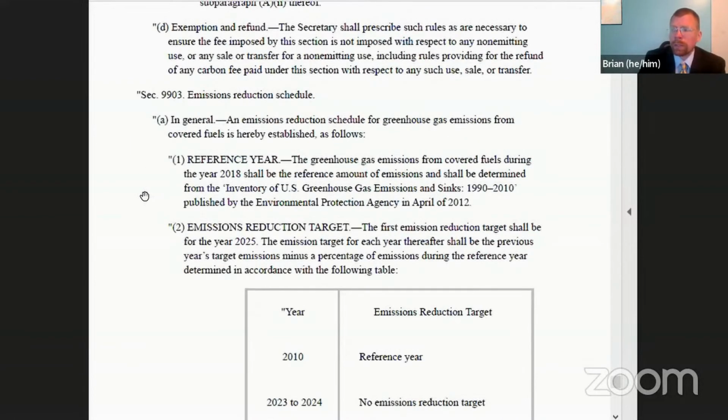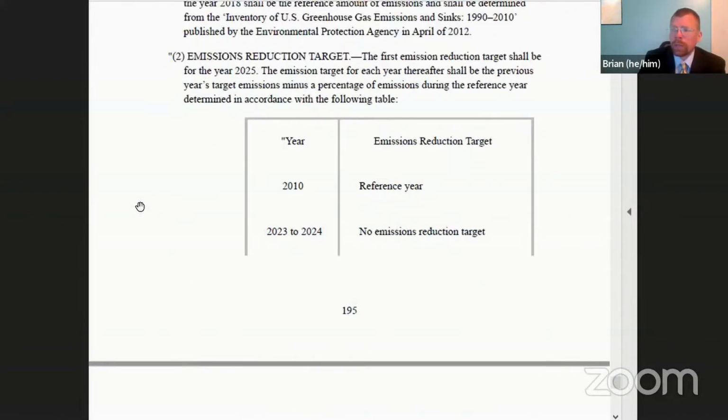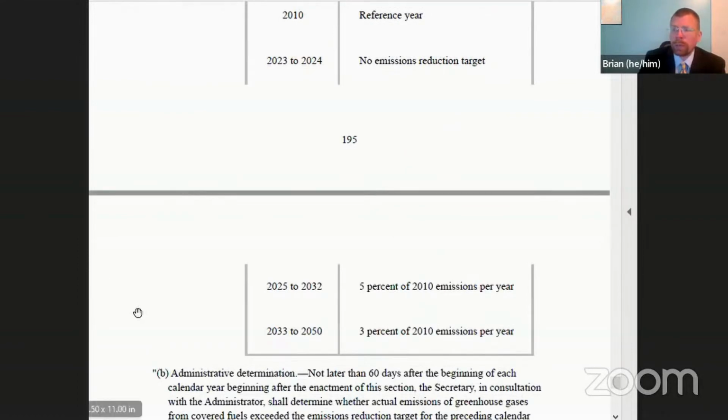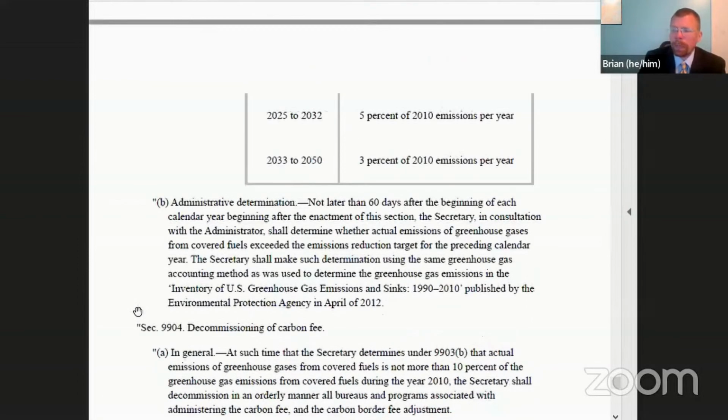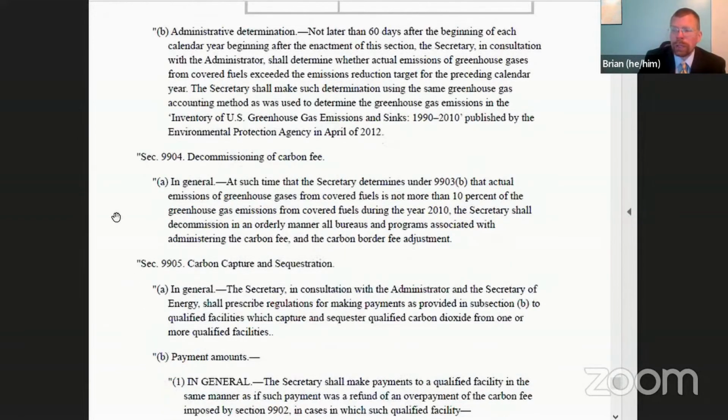Section 9903 is the targets for the emission reduction schedule. We use 2018 as the reference year, and then use that to set targets going down to the middle of the century. Section 9904 sets the sunset in place so that when we do hit these targets over time, this program will go away, that we'll have succeeded in reducing emissions from greenhouse gases to 10% of what they were in 2010. And then this program will go away.